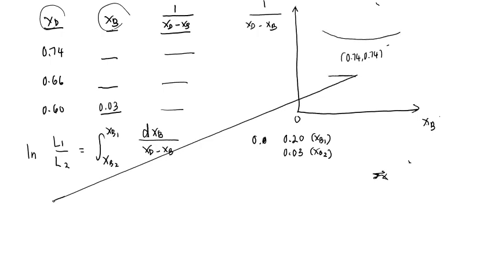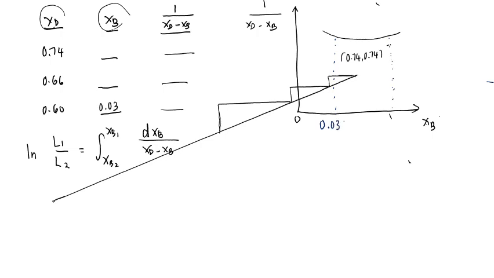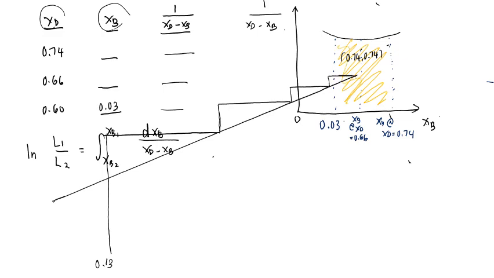Okay, so when you plot the graph, next is you can calculate the area under the graph. Here must be 0.03. Here is xb at xd equal to 0.74. Here is the xb at xd equals to 0.66. So you calculate the area under the graph, using whatever rule you want, trapezoidal rule or anything. Then this area under the graph will give you L1 over L2. I mean the ln of L1 over L2 equals to area under the graph.